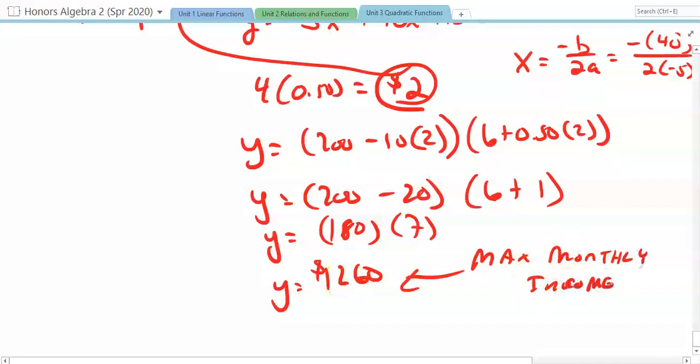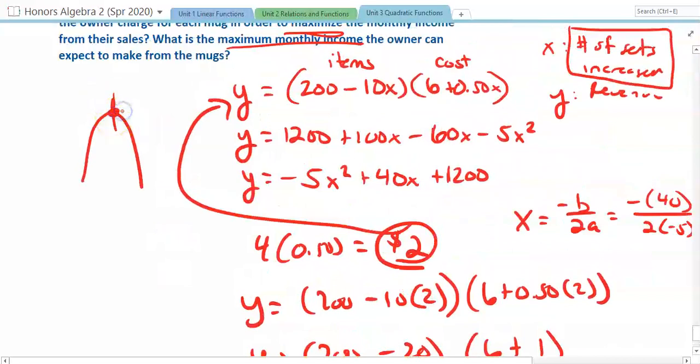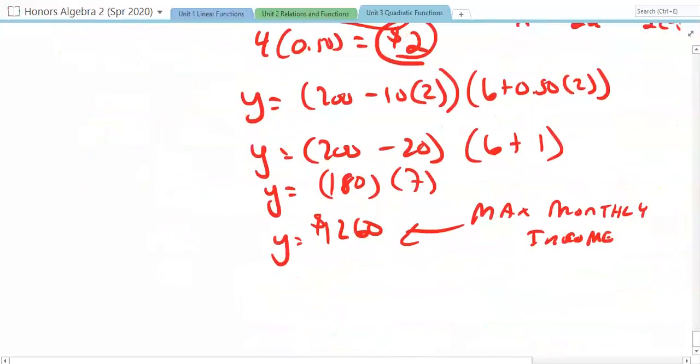And so that is what we're looking at with quadratics. And again, we could graph this, and that's what we're talking about here is the vertex of that point. But we could also go to our graphing calculators and get the same as well.